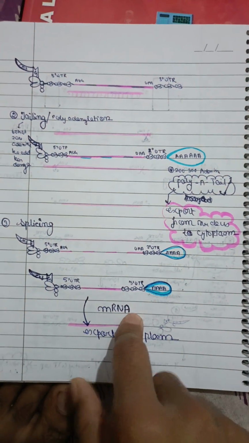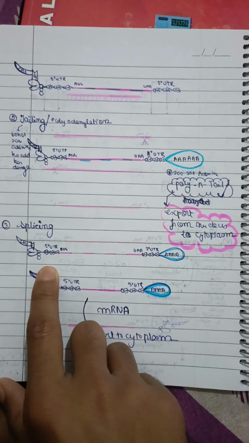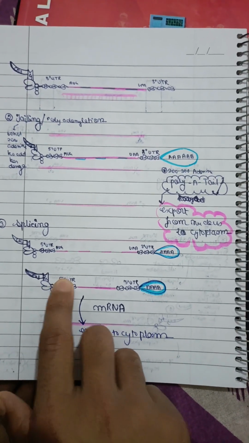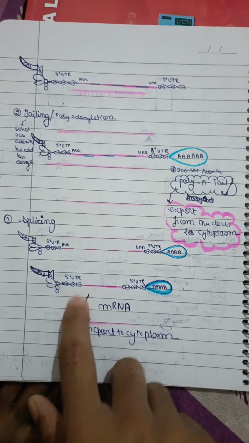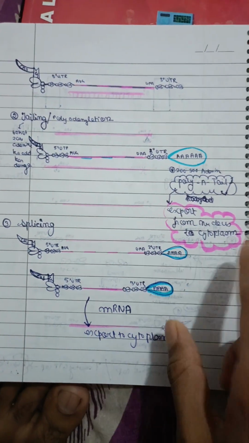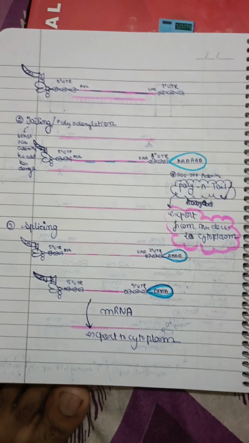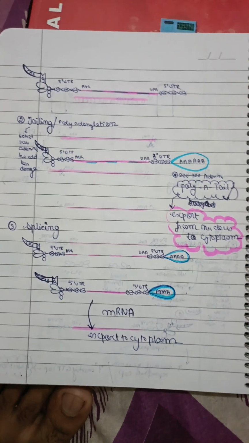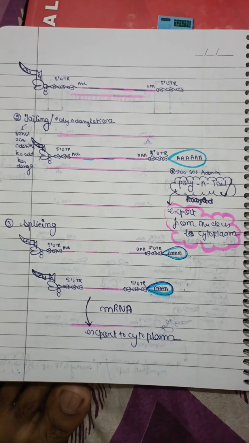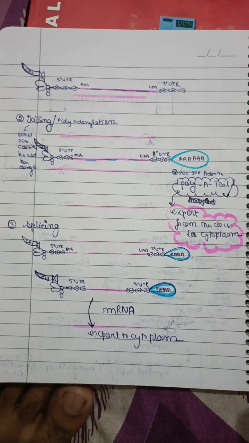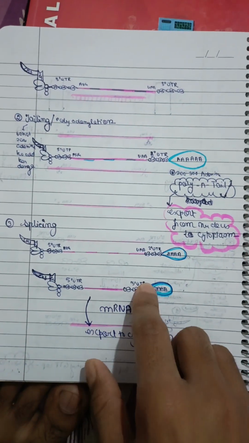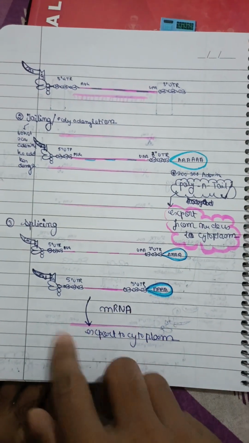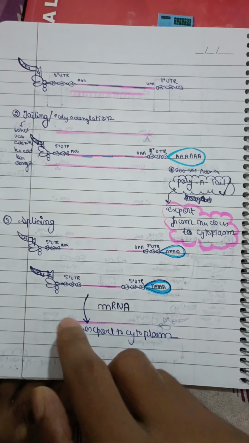So mRNA contains capping at 5' and the poly A tail at 3' and no introns. So this is the difference between mRNA and hnRNA. hnRNA contains both introns and exons, and no capping, no tailing. But as soon as the capping is done, tailing is done, and introns are removed, only exons are present, it is called the mRNA that is transported from nucleus to cytoplasm.